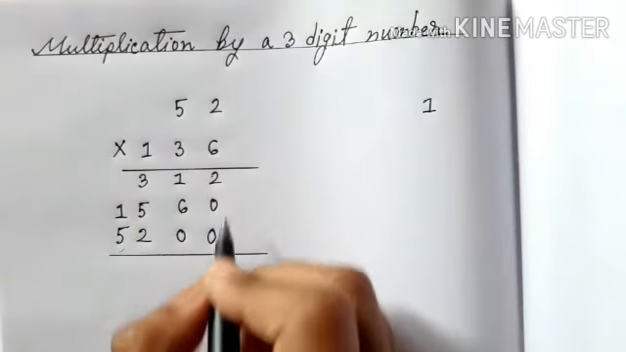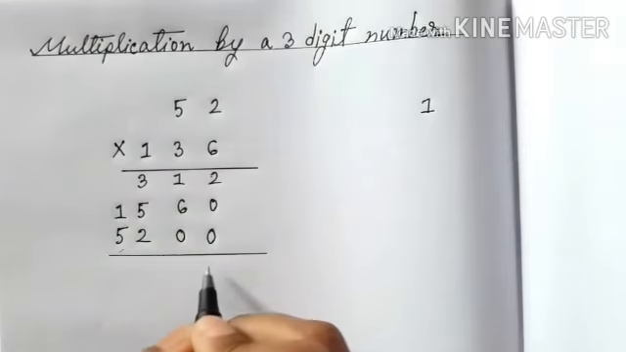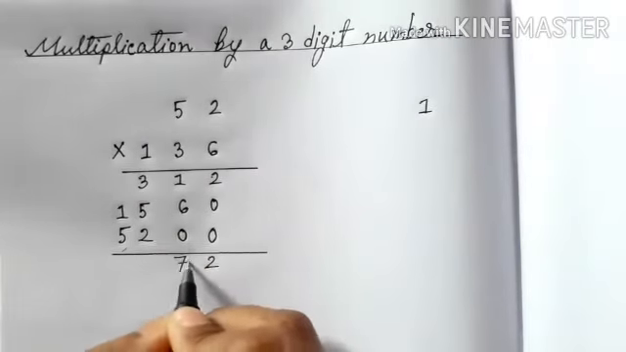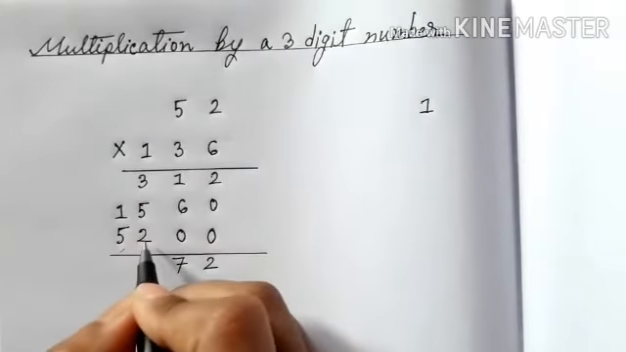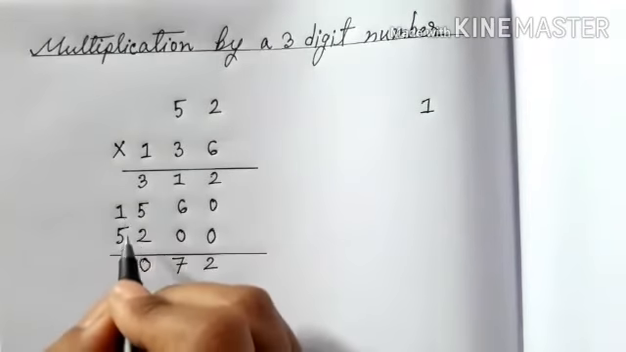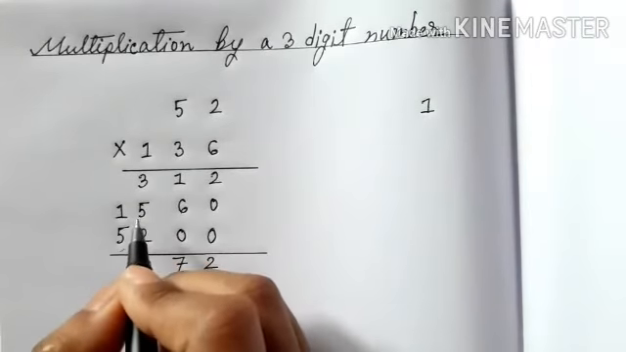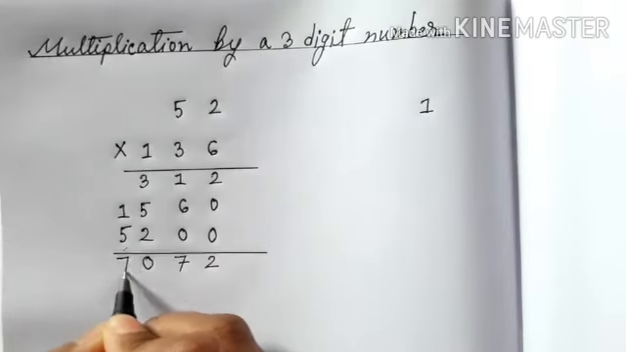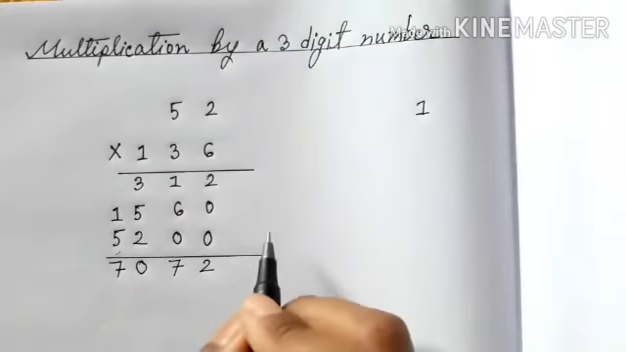Then add this. 2 plus 0 plus 0, 2. 1 plus 6, 7. 3 plus 5 plus 2, 10. Put 0, 1 is carried. 5 plus 1, 6. 6 plus 1, 7. So write here 7. So this is the answer.